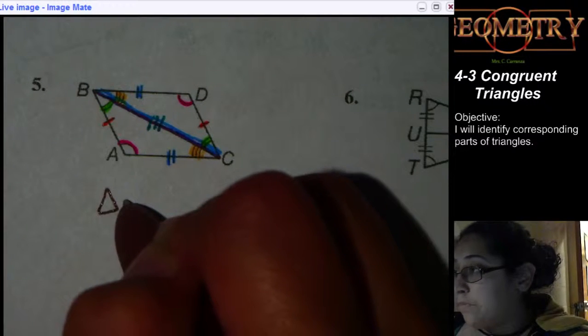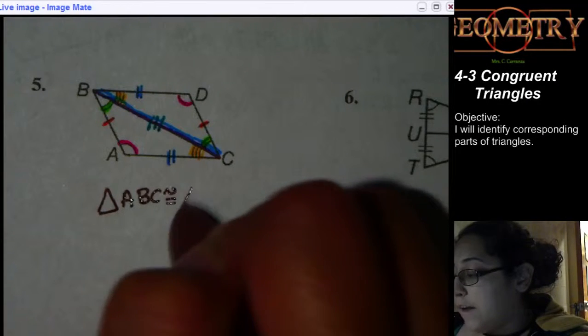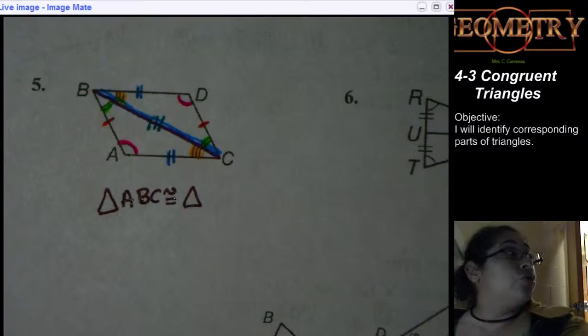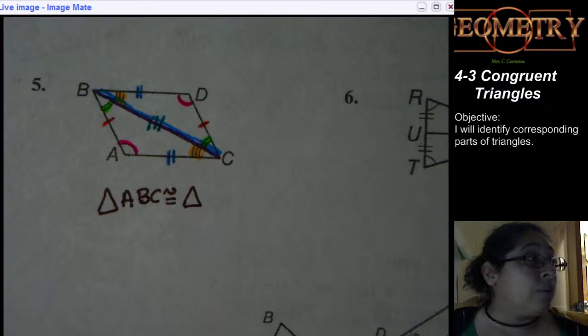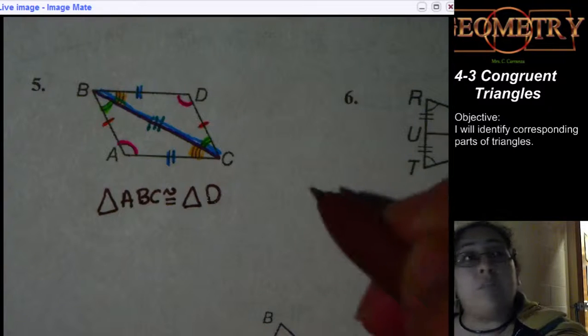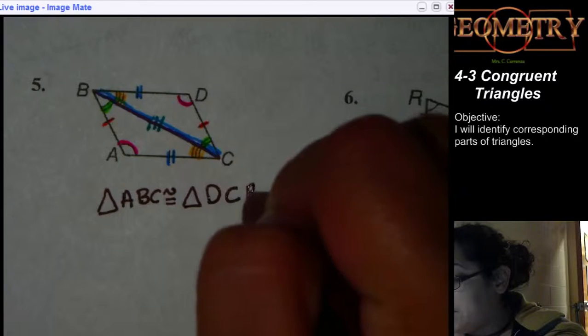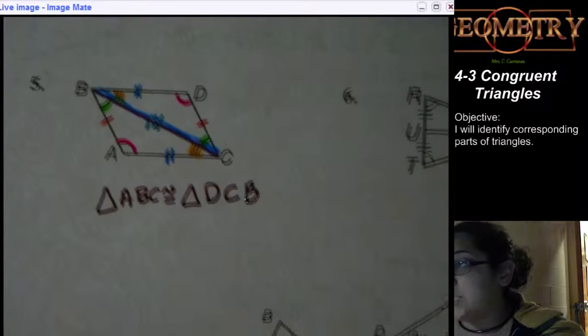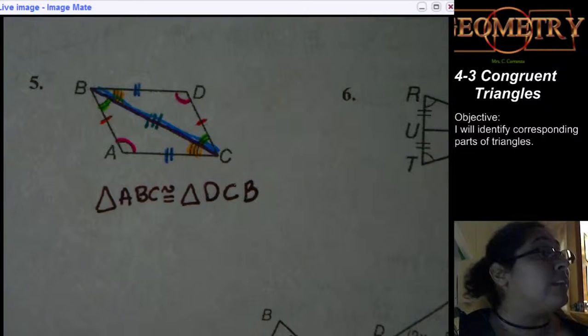Triangle ABC. All right. Triangle ABC is congruent to... Now be careful. Triangle DBC. Vertex A corresponds to vertex what? D. B corresponds to B, and C corresponds to C. I heard it. I was right. You were right. You have to be very careful when writing these congruent statements.